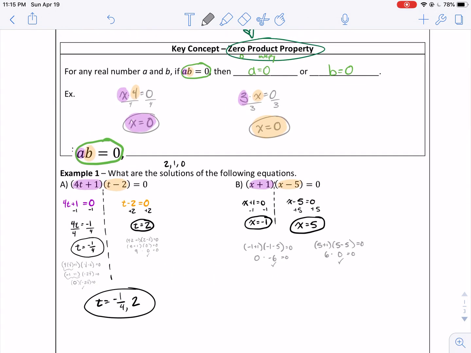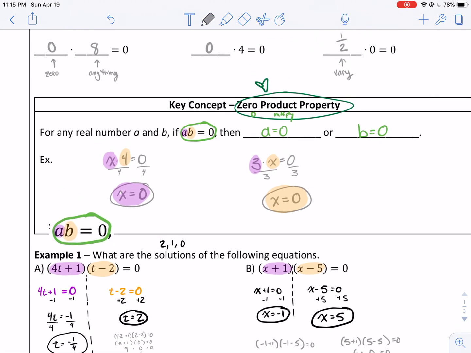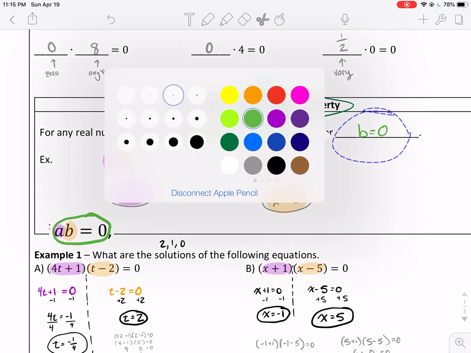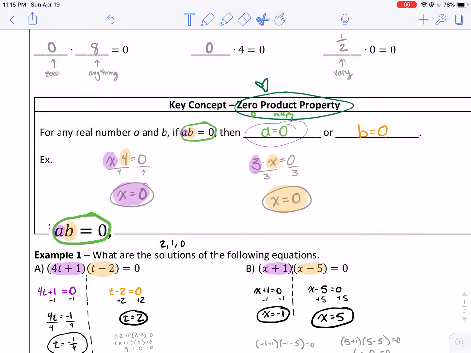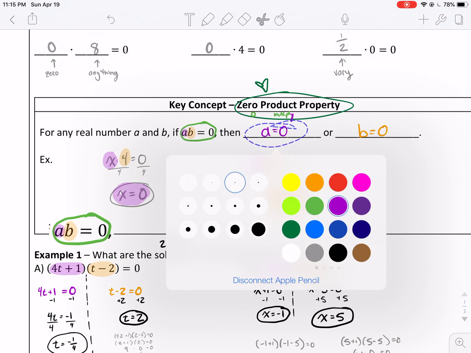So to find the solutions, we took each of our factors of 0 and we set them equal to 0 and see what our solutions are. This is because we're using the zero product property. If we have two things multiplied together to get 0, then one of them must be 0. Then either A is 0 or B is 0. In fact, what if we change this up? I think that will help.